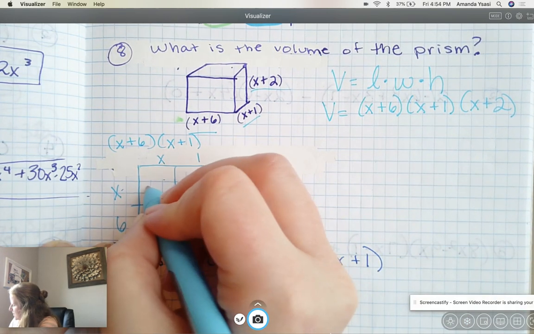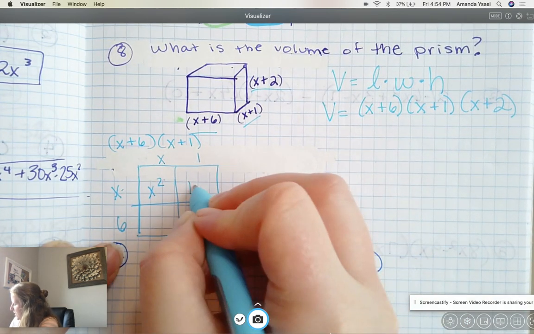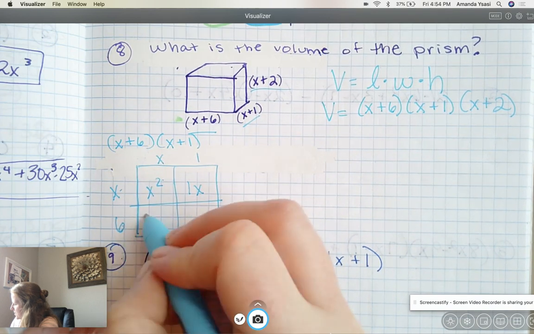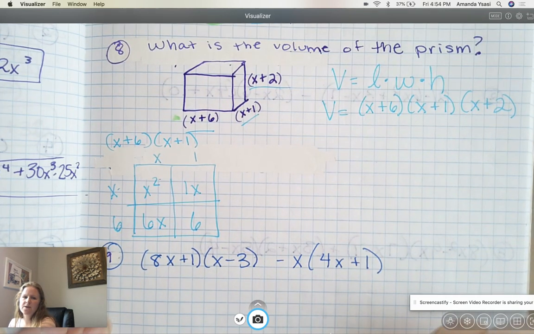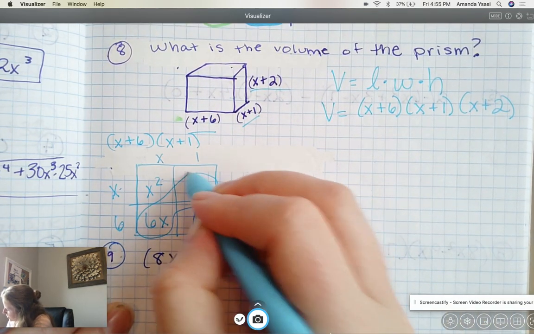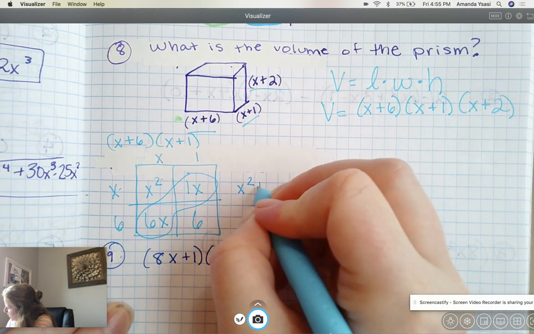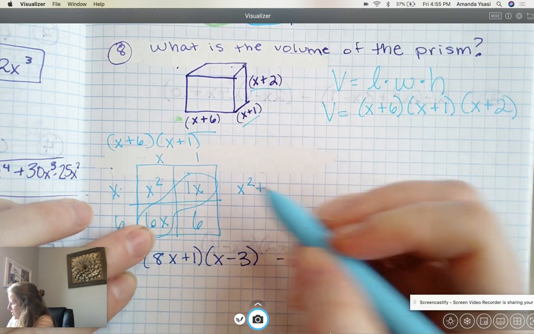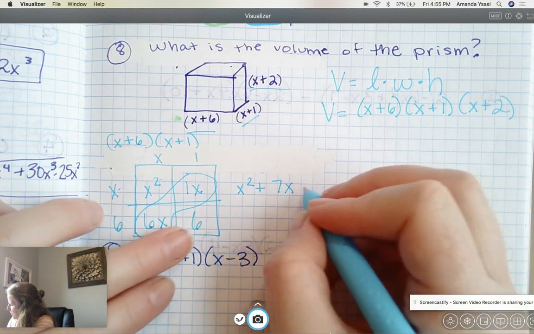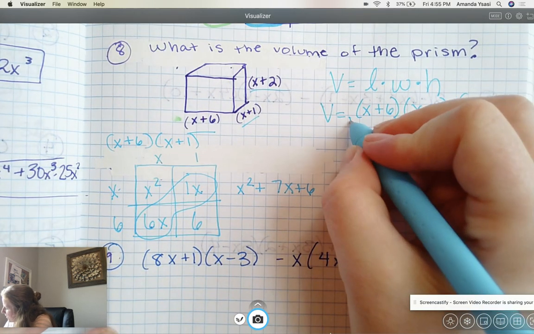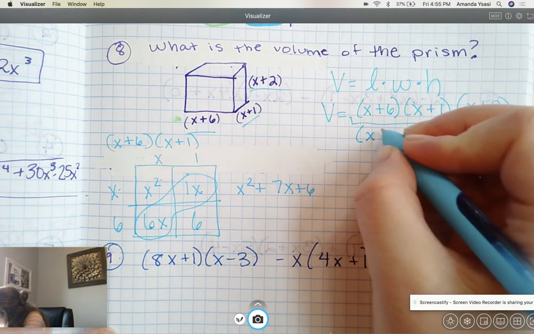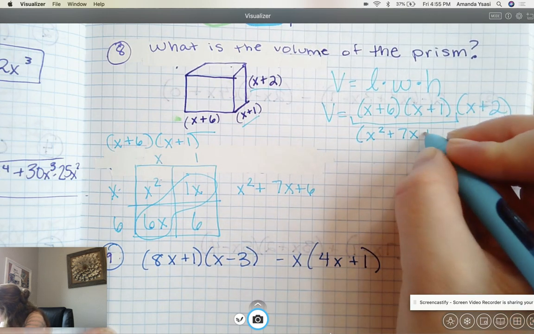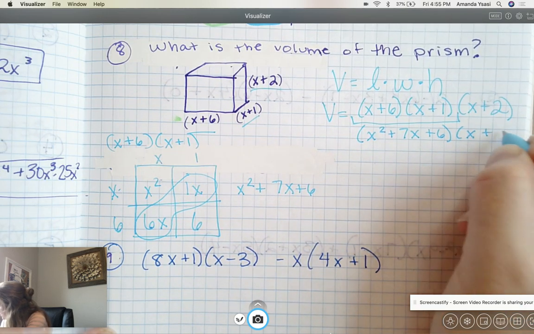So x times x is x squared. X times 1 is 1x. X times 6 is 6x. And 6 times 1 is 6. So we could combine these two, and we get x squared plus 6x and a 1x makes 7x plus 6. Okay, so that is what's going to replace the x plus 6 times x plus 1. So now we have x squared plus 7x plus 6 times x plus 2.